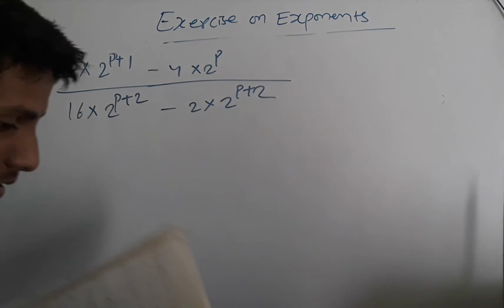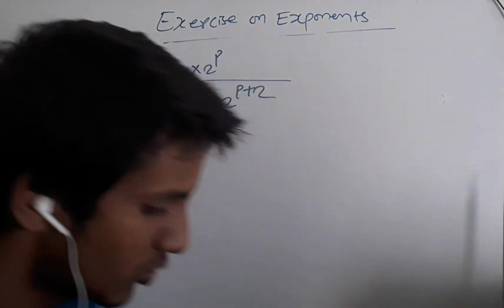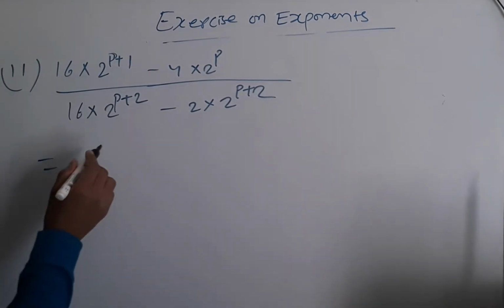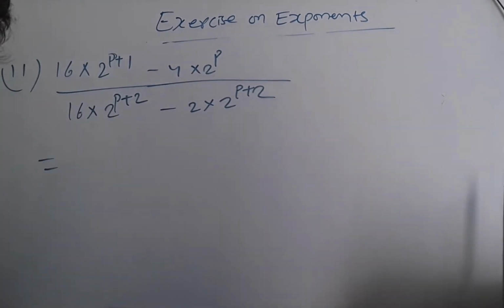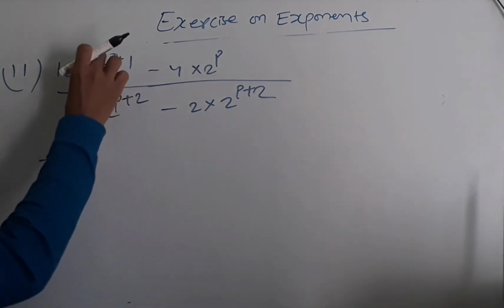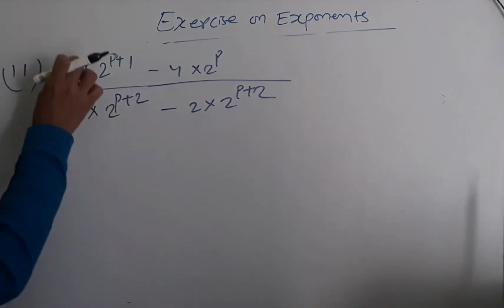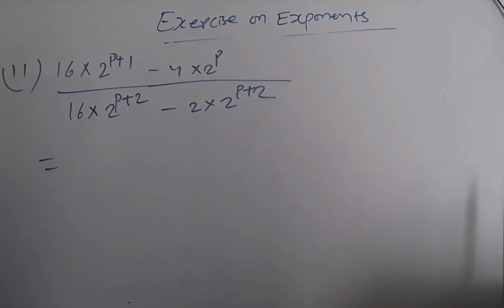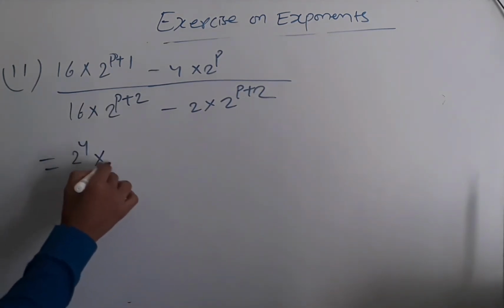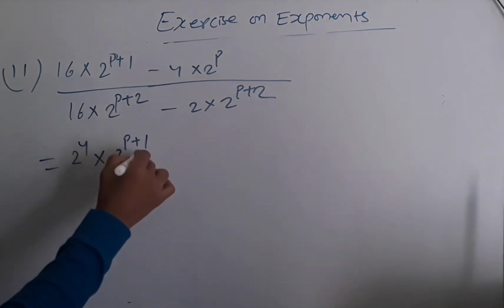This is a little bit trickier one, so you try to do it on your own. I guess this is going to be, okay, so what do we have here? So the first thing that goes in our mind is that we have 2 as the base. Should write this in terms of 2 in the base as well. So it will be 2 to the power 4 times 2 to the power p plus 1.